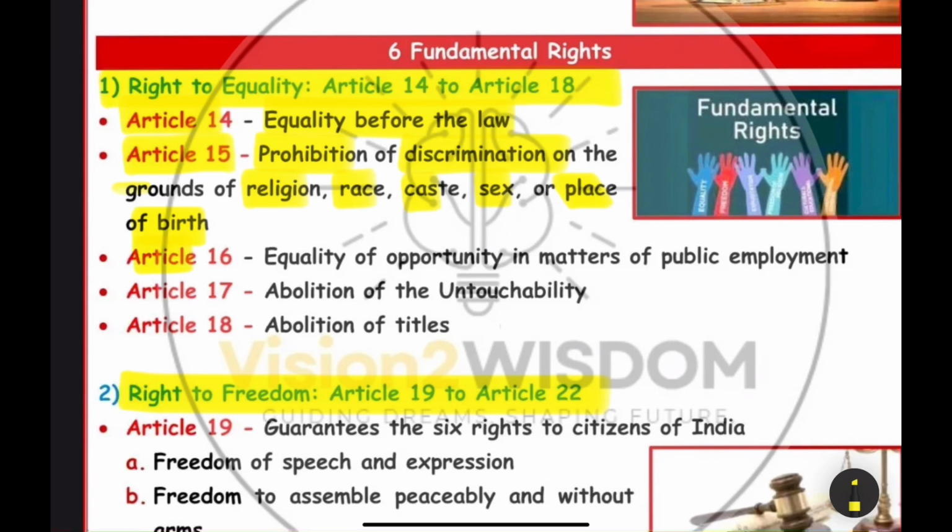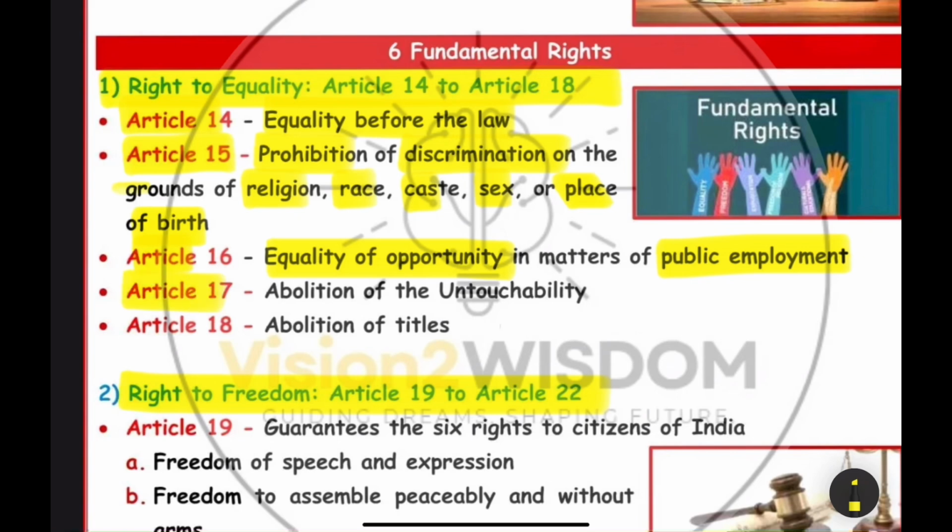In Article 16, it tells us about equality of opportunity in matters of public employment. That means in providing public employment, the states cannot discriminate against people on the basis of race, caste, sex, place of birth, or descent. The state cannot prohibit or discriminate. So this is the thing related to Article 16.